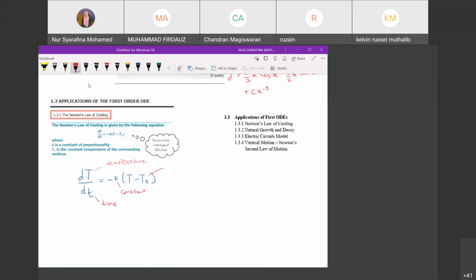And Ts is constant temperature or room temperature. Okay. So can anyone has an idea what is the type of this differential equation?